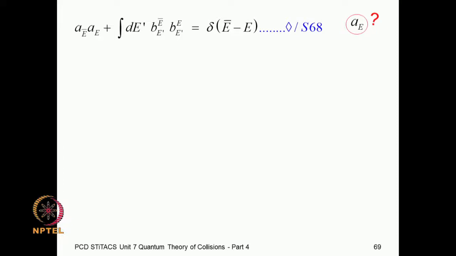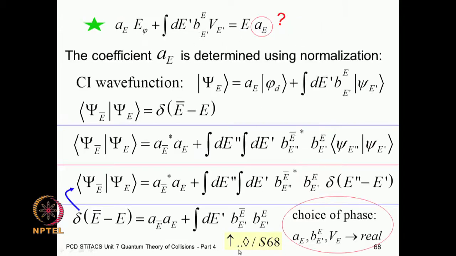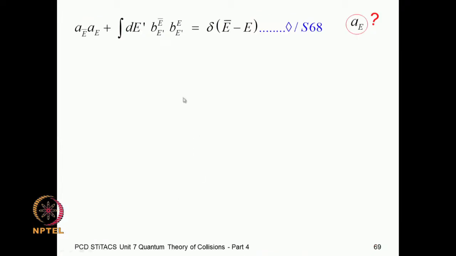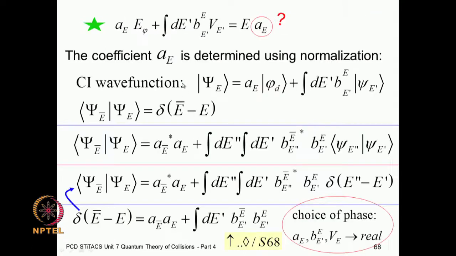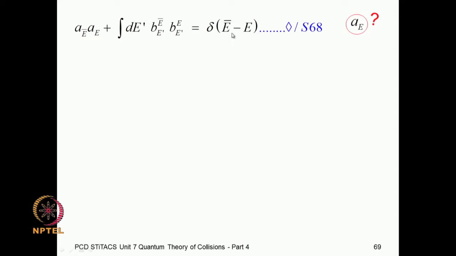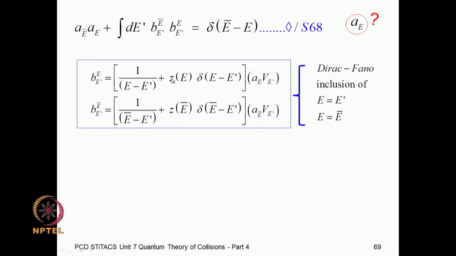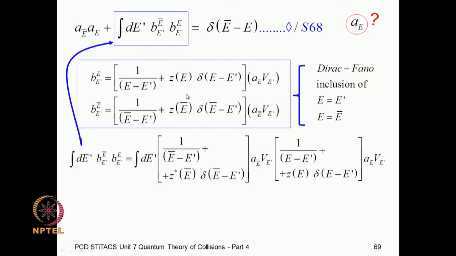Now, here is a relation which we obtained earlier, from the previous slide, which I indicate by this diamond here. The only thing I have done in moving this to the next slide is I take a_E bar on one side, so I have delta E bar minus E over here. So this is the relation I get from the previous slide. This is the Dirac-Fano trick. So we are putting all our pieces together.